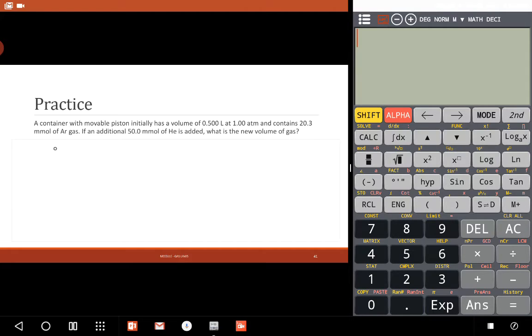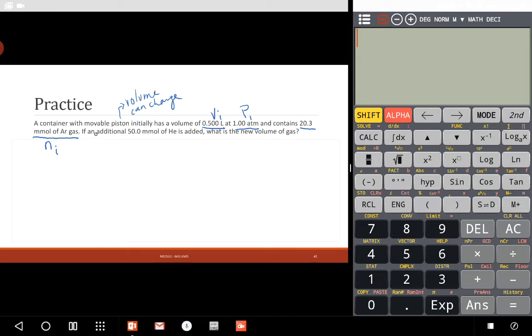Okay, let's go over this. It says a container with a movable piston. That tells us that our volume is flexible. Has a volume of this, that's my initial volume, and a pressure of this, that's my initial pressure, and it contains 20.3 millimoles of argon. So that's my initial moles.